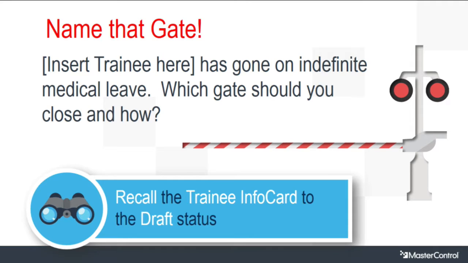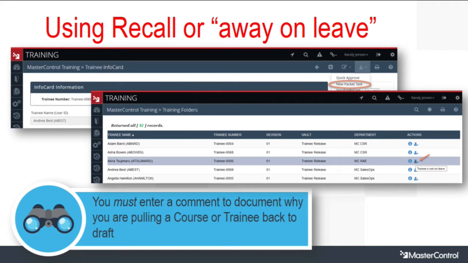Recall the training info card to a draft status. Well, that's one of the easy ways. Or get rid of all the job codes. Remove all job codes. That would work too. That seems like that'd be a little bit more work on your part to make it happen.